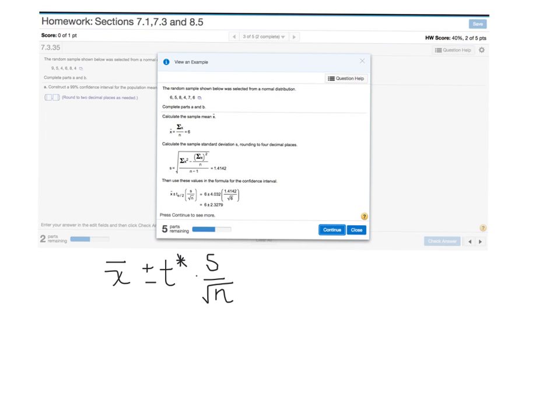So when I add up the values 9, 5, 4, 6, 8, and 4, I get a total sum of 36. When I divide by 6, because I have 6 numbers in that set of data, I get an average of 6. So my sample average, or x bar, is equal to 6.